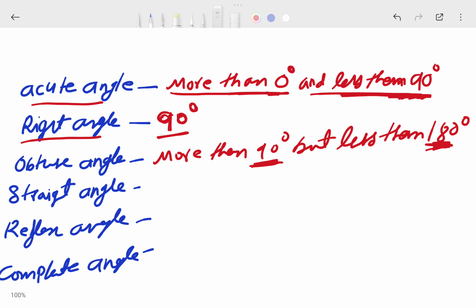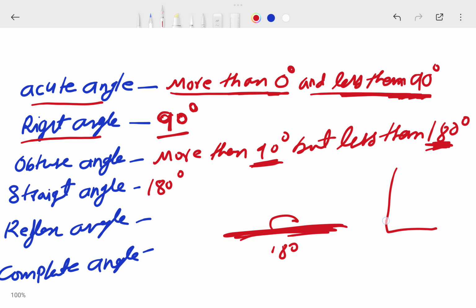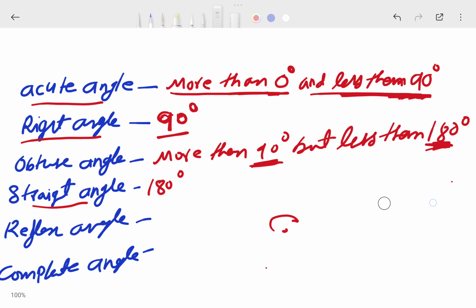Okay, what is a straight angle? A straight angle is totally 180 degrees. Now this is an angle, and this is totally 180 degrees. This is called the straight angle, and this one is called 90 degrees. A 90 degree angle is called a right angle, and this is called a straight angle. 180 degrees is a straight angle, 90 degrees is called a right angle. Understand what the straight angle is?